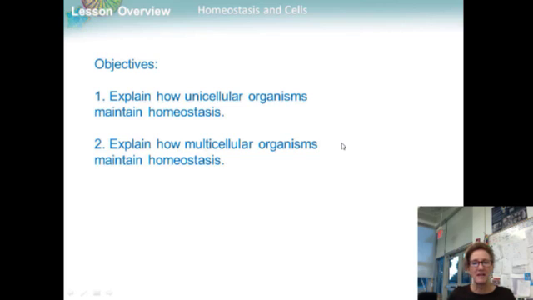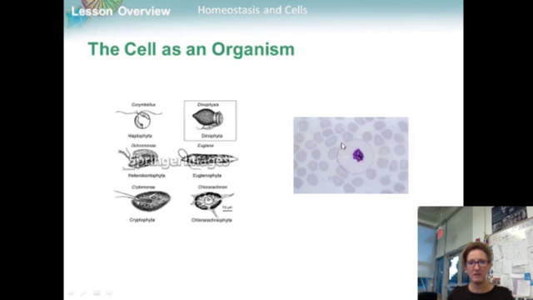So our objective is to explain how unicellular organisms maintain homeostasis first, and then second, explain how multicellular organisms maintain homeostasis. All right, moving on. A single-celled or unicellular organism does everything you would expect a living thing to do. Just like other living things, unicellular organisms must achieve homeostasis, a relatively constant internal and chemical condition. To maintain homeostasis, unicellular organisms grow, they respond to the environment and transform energy, and they reproduce.